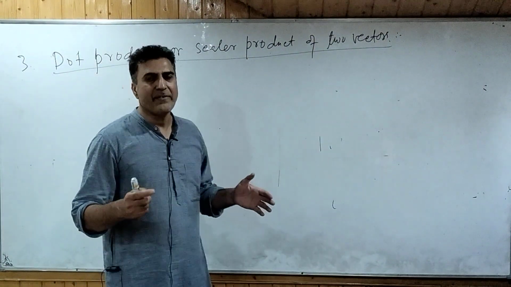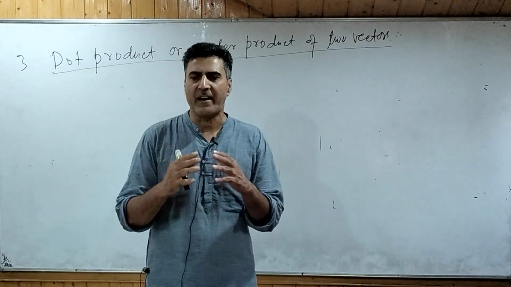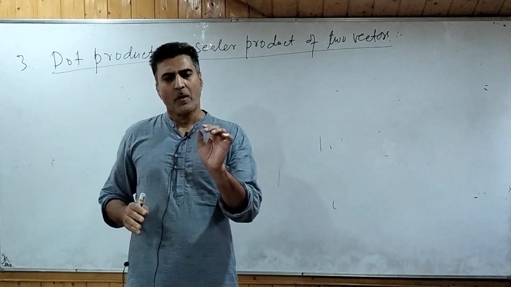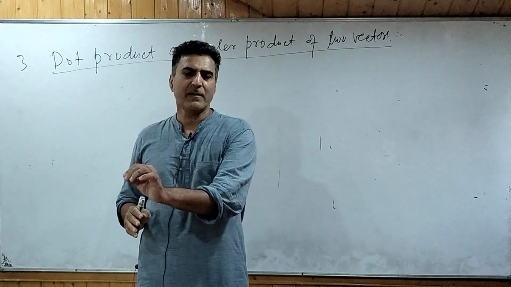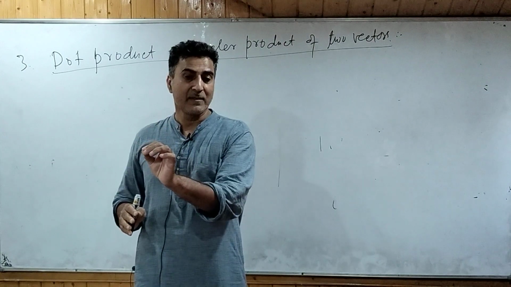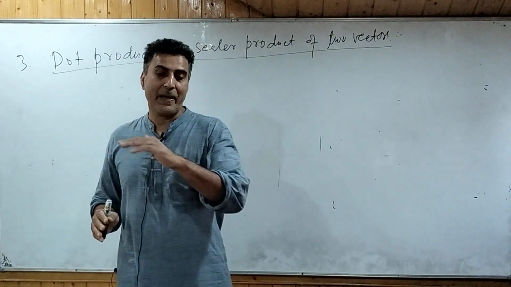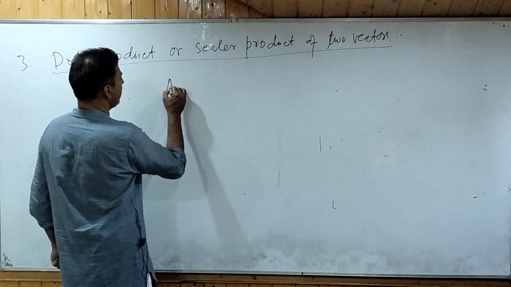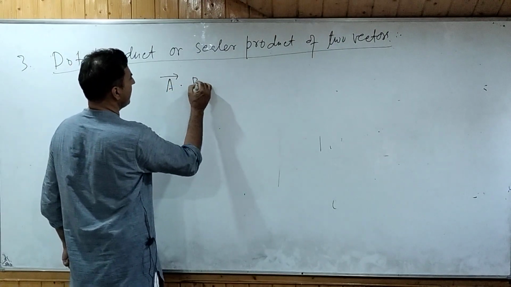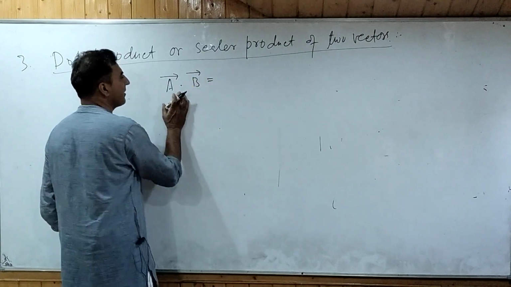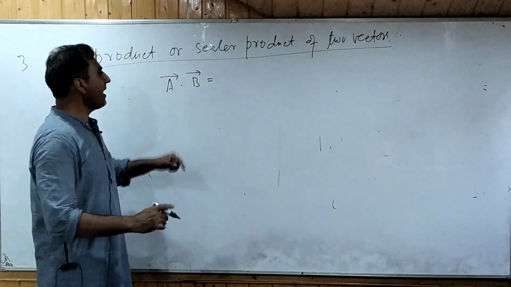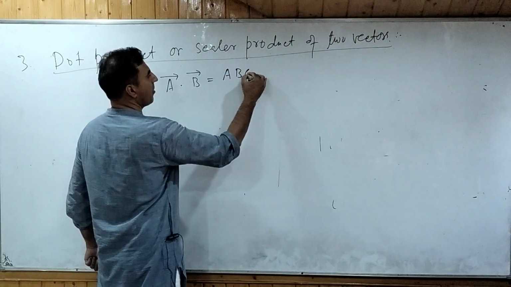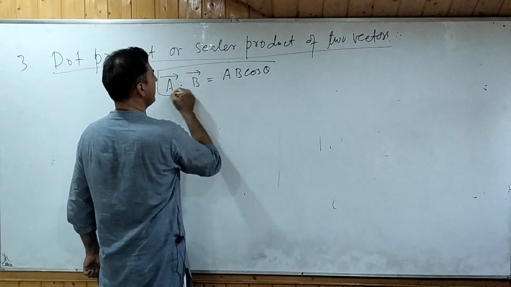First of all, let me give you the definition. Dot product of two vectors is defined as the product of magnitudes of two vectors, and cos of angle between the two vectors. Something like this. Written as A dot B. This is read as A dot B, but defined as magnitude A, magnitude B, and cos of angle between them. That is all. It's a definition.